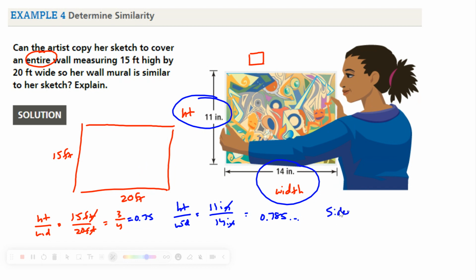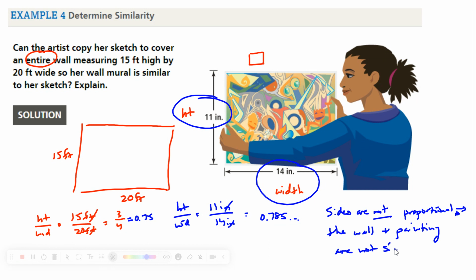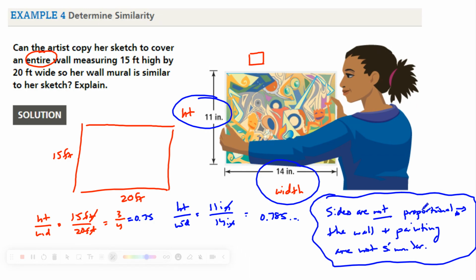So because the sides are not proportional, the wall and painting are not similar. And therefore, because these sides are not proportional, and because the wall and painting are not similar, you cannot cover up this entire wall with the mural.